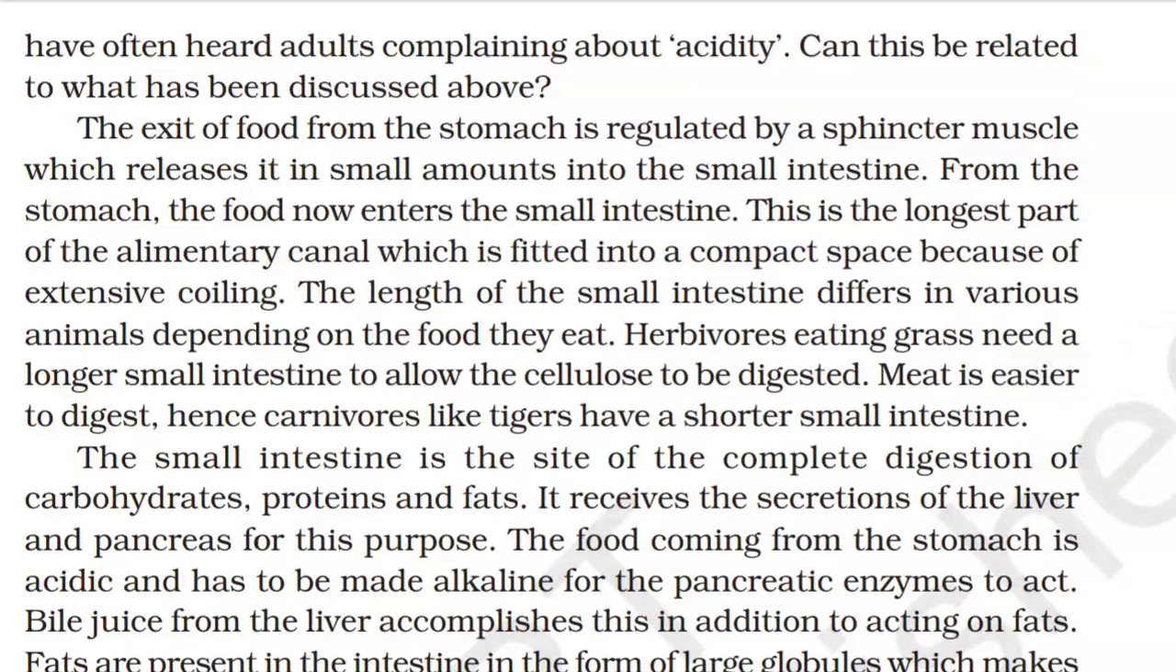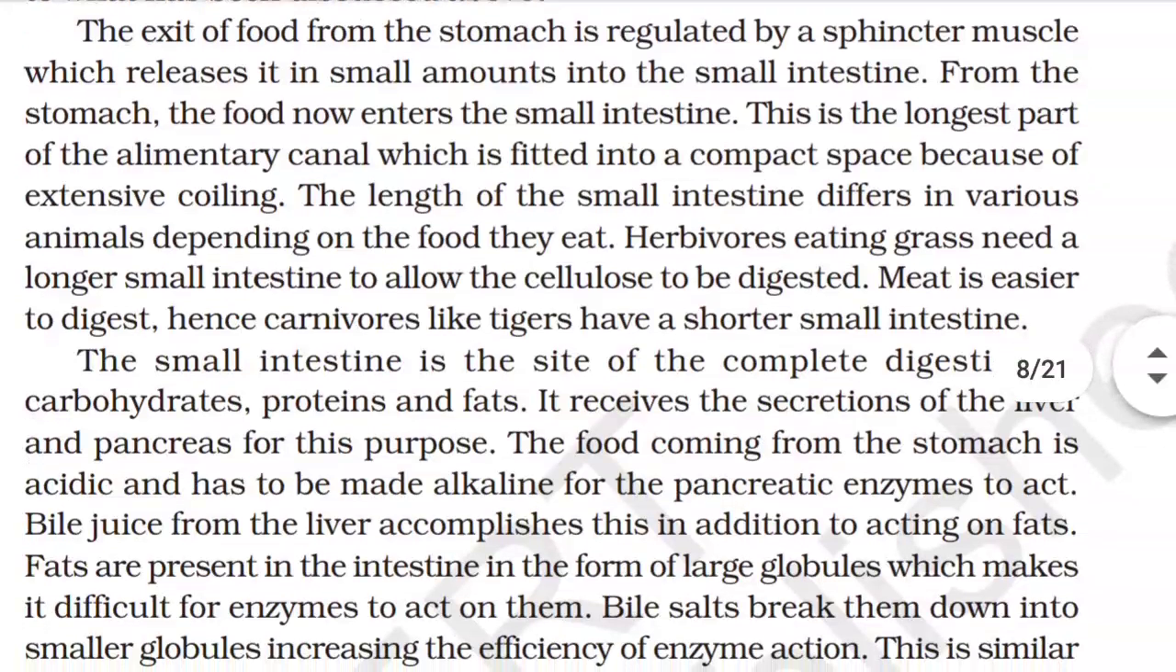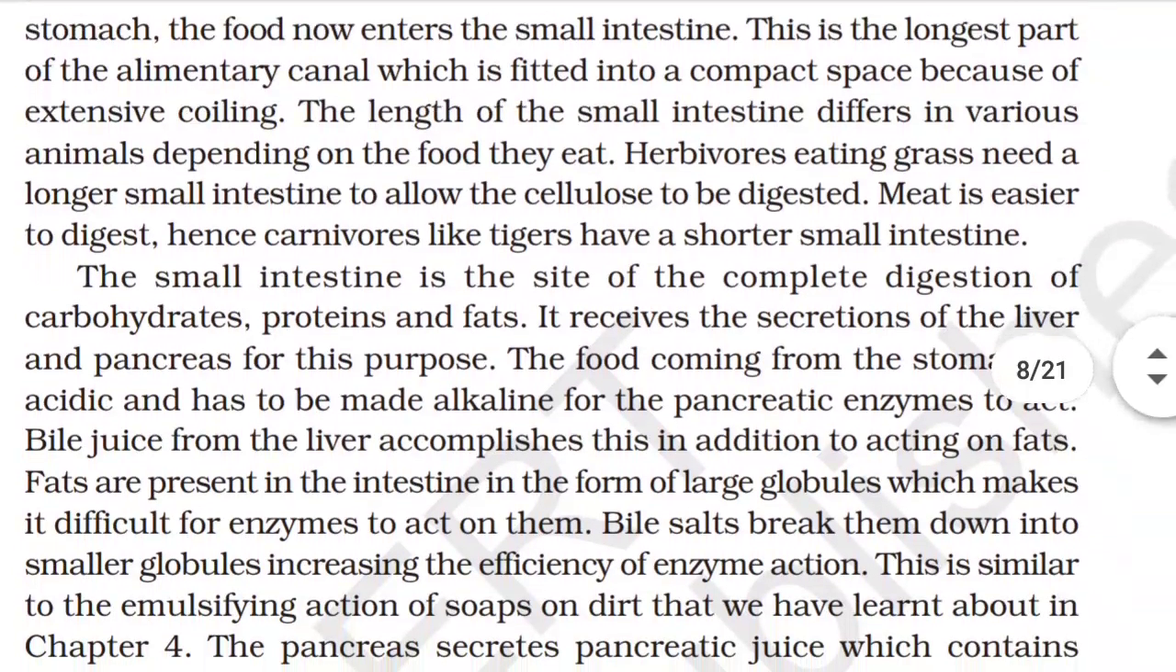The exit of food from the stomach is regulated by a sphincter muscle which releases it in small amounts into the small intestine. This sphincter is known as gastrointestinal sphincter. From the stomach, the food now enters the small intestine. This is the longest part of the alimentary canal, which is fitted into a compact space because of extensive coiling. The length of the small intestine differs in various animals depending on the food they eat.